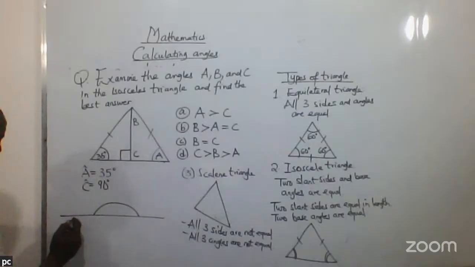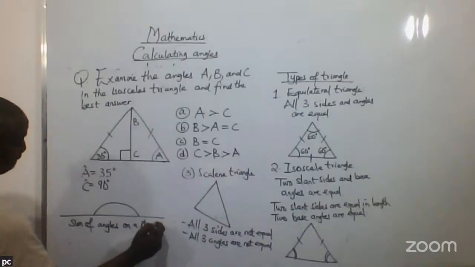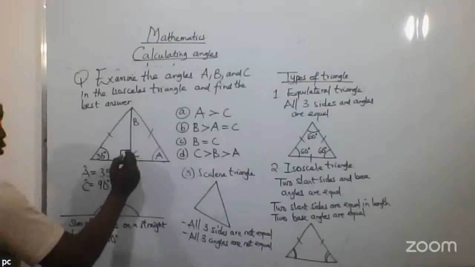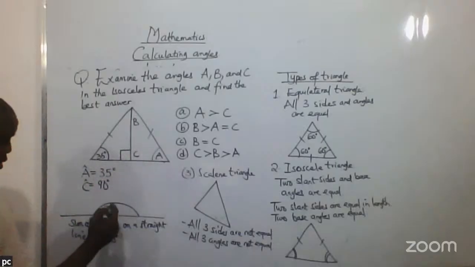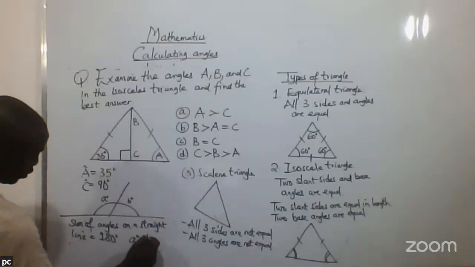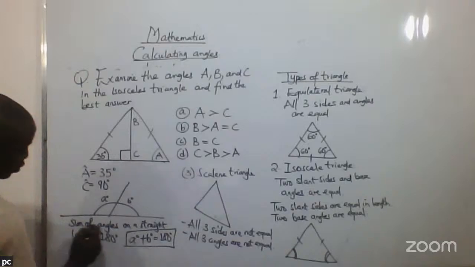Now, sum of angles on a straight line. Sum of angles on a straight line is what? 180 degrees. So if we want to know the value of this angle, sum of angles on a straight line is 180 degrees. That means A plus B will be equal to 180.